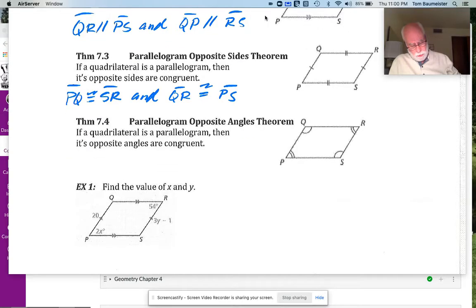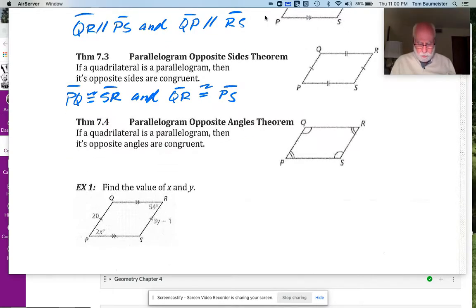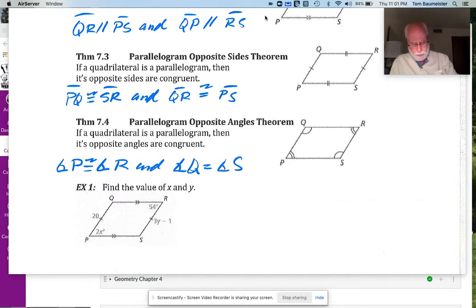Okay. And another one, the parallelogram opposite angles theorem. If a quadrilateral is a parallelogram, then its opposite angles are congruent. Same thing here. This one has one arc and that one has one arc. And this one here has 2 arcs and 2 arcs. So on this, we can say that angle P is congruent to angle R, and angle Q is congruent to angle S.